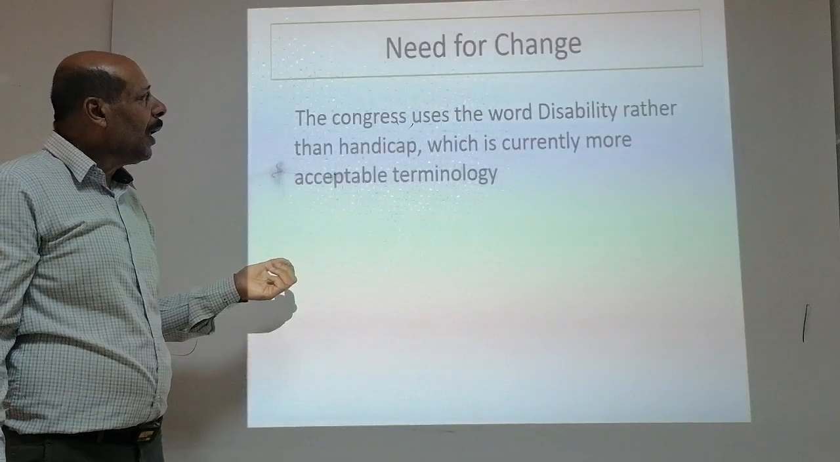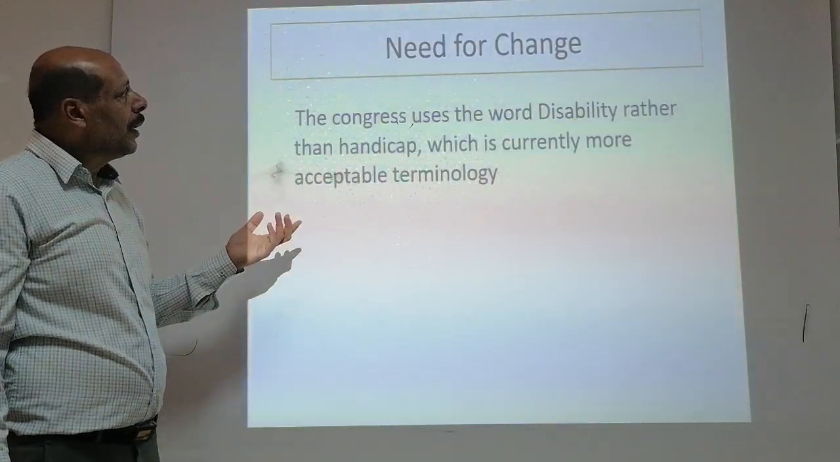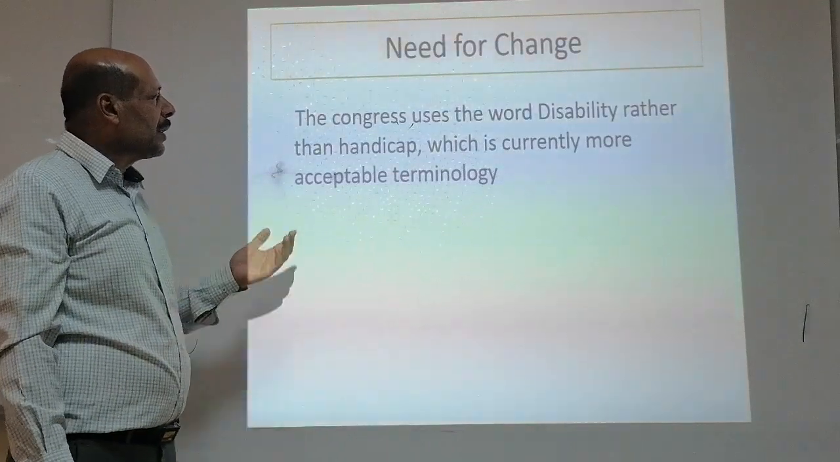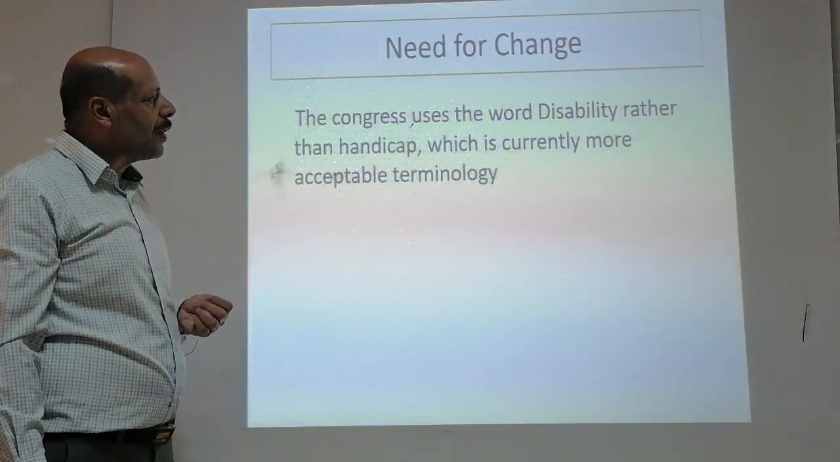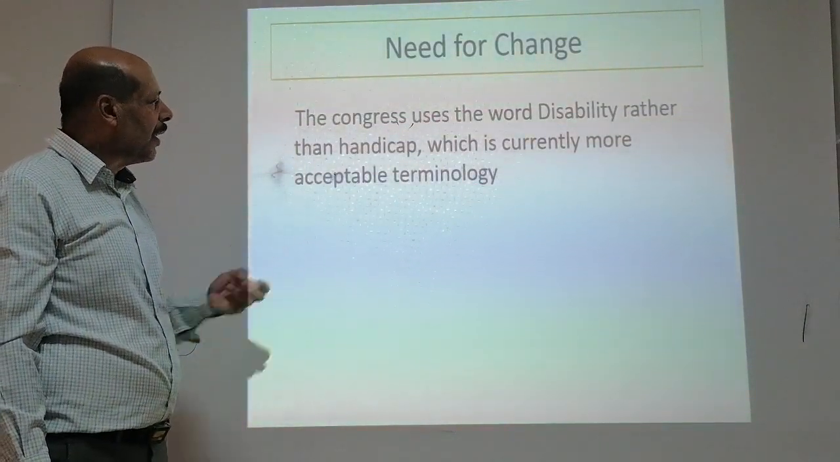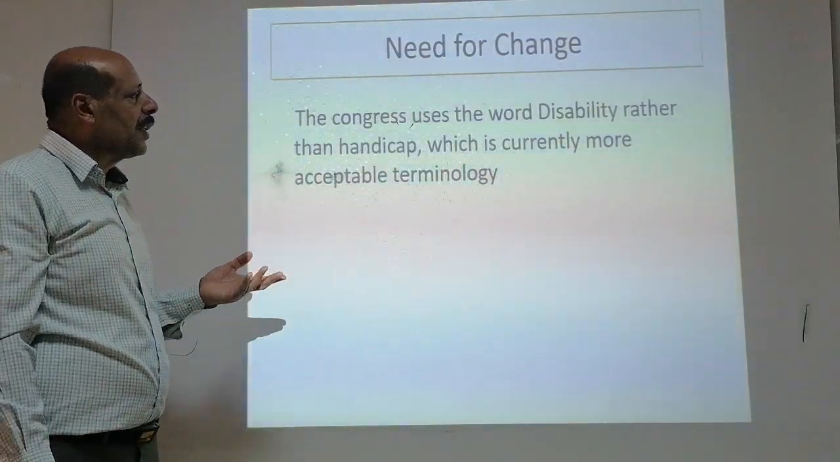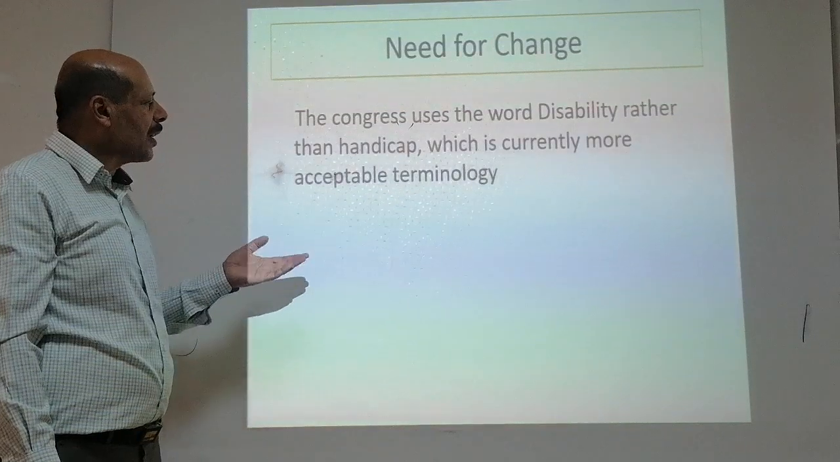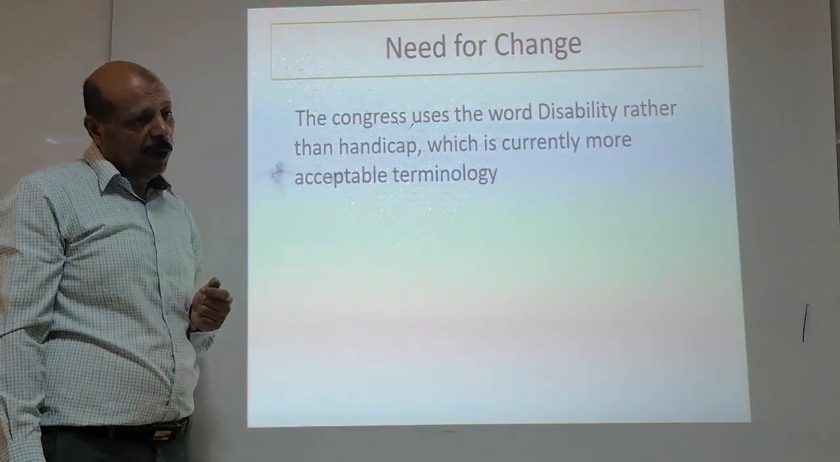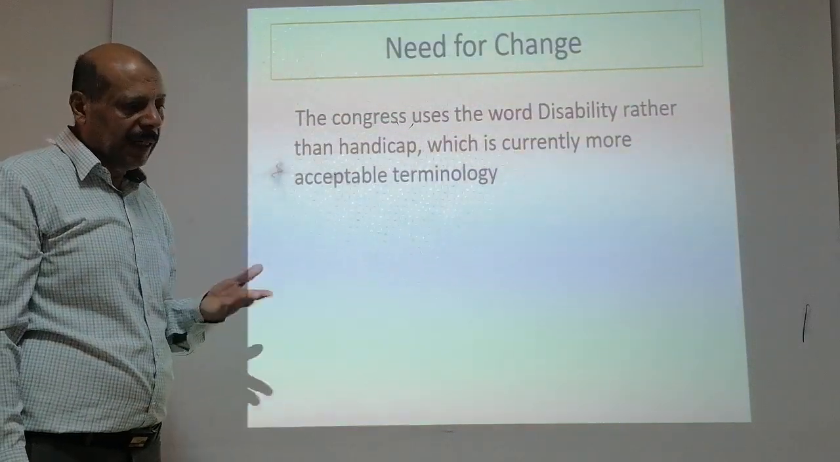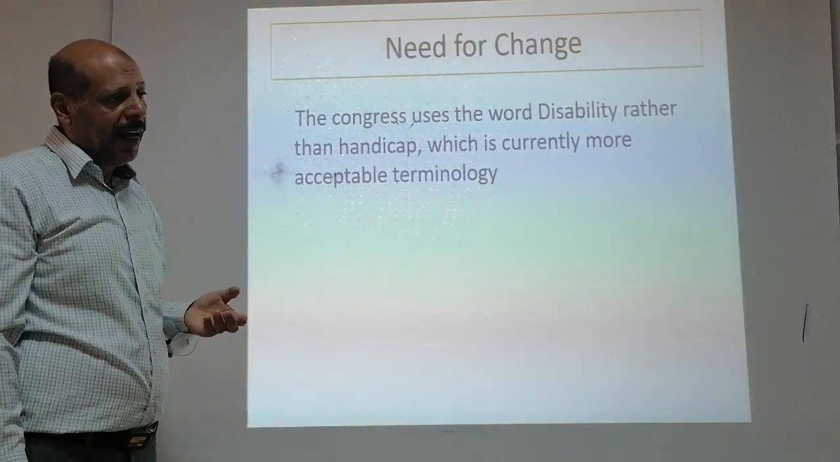So we need to change sometimes. Congress used the word disability rather than handicap, which is currently more acceptable terminology than calling them handicapped.